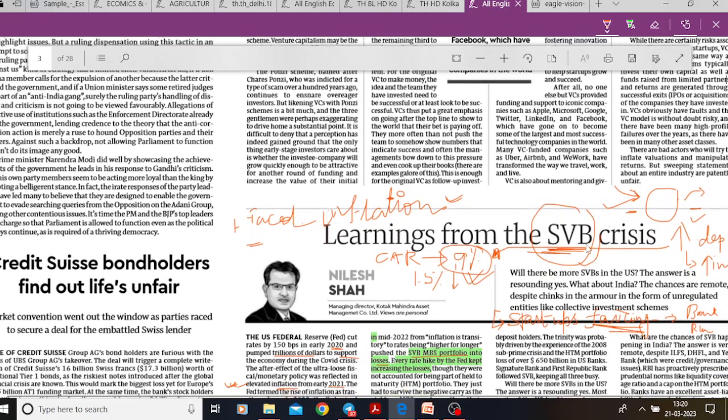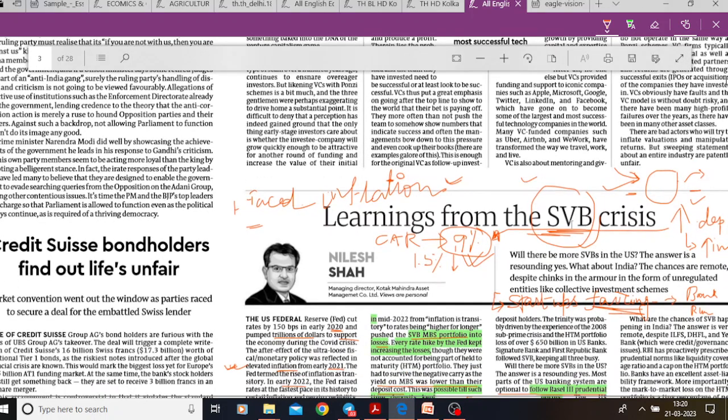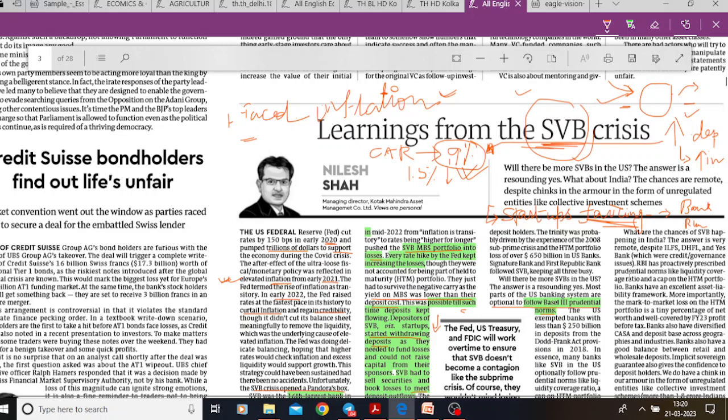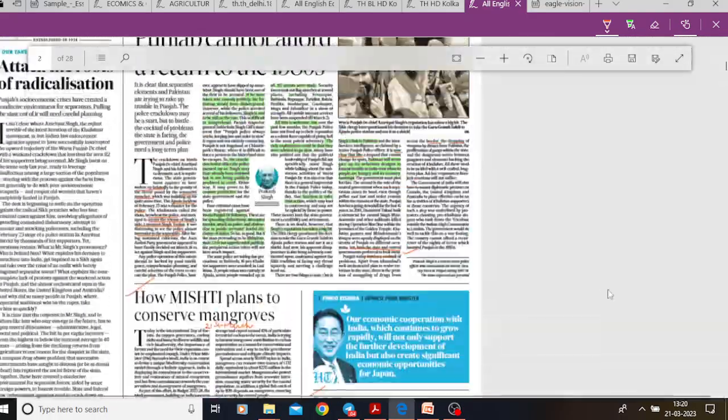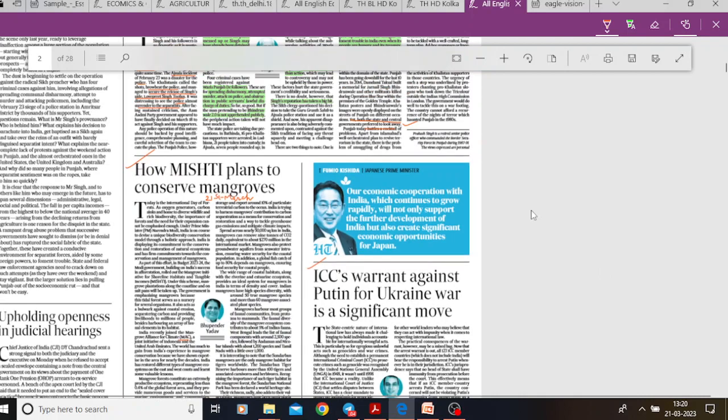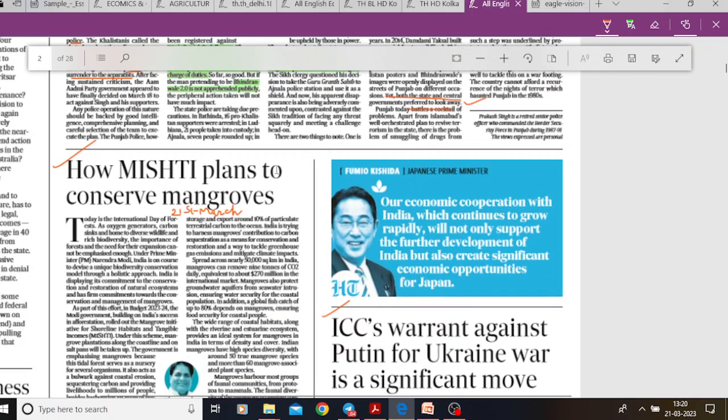So this is a learning from the SVB crisis, but India's banking sector seems to be robust because of the liquidity, because RBI has proactively prescribed prudential norms, liquidity coverage ratio, cap on the HTM portfolio, how much you can invest, there is a limit. Okay, and the next topic that we are going to discuss today is MISHTI.